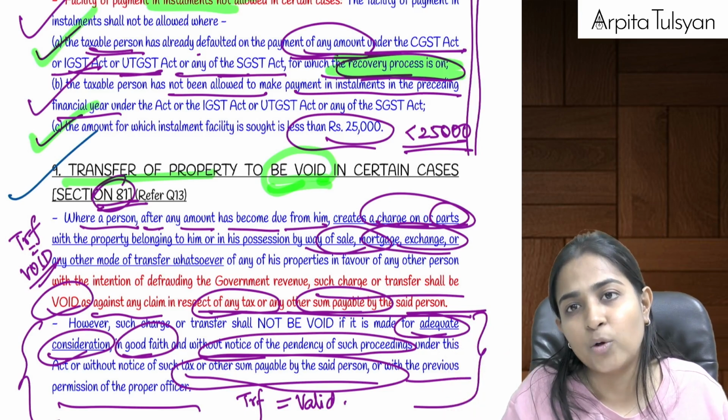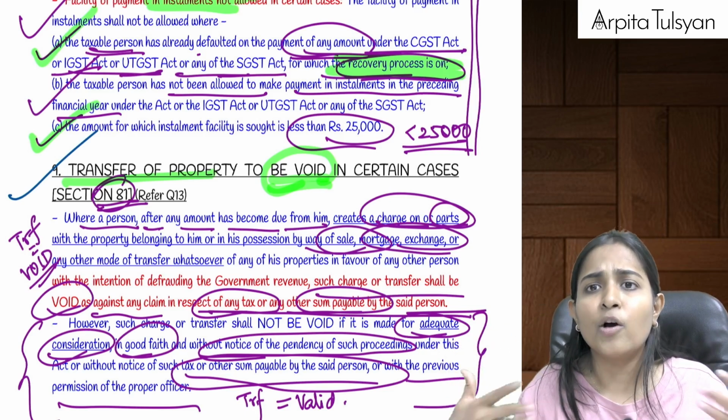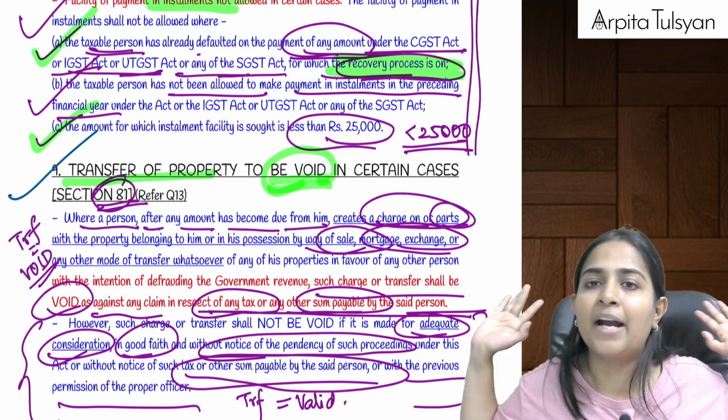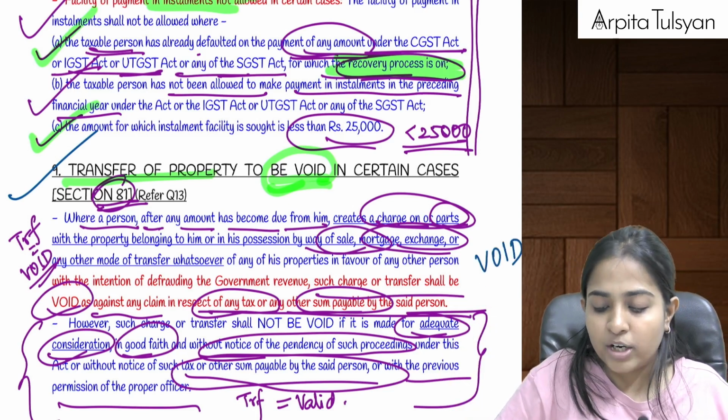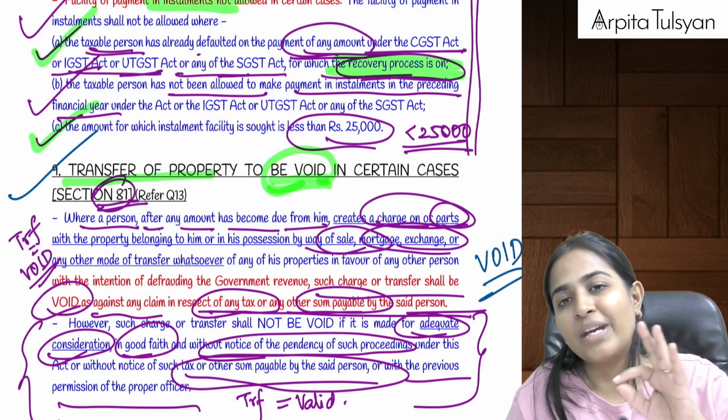Why did I transfer it to another person? Just because I wanted to get rid of this asset so that I can tell the department that I don't have money. If you are doing such a type of transfer, then such a transfer will be totally void, because my intention is to evade the tax.